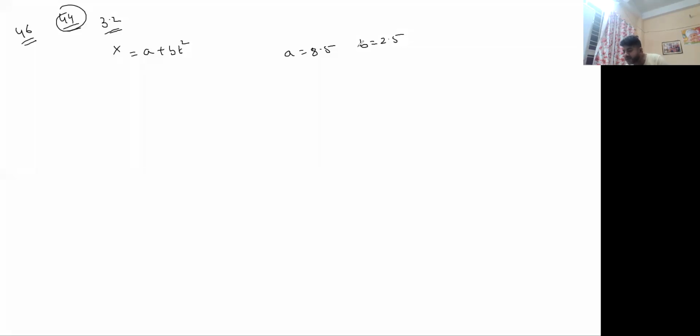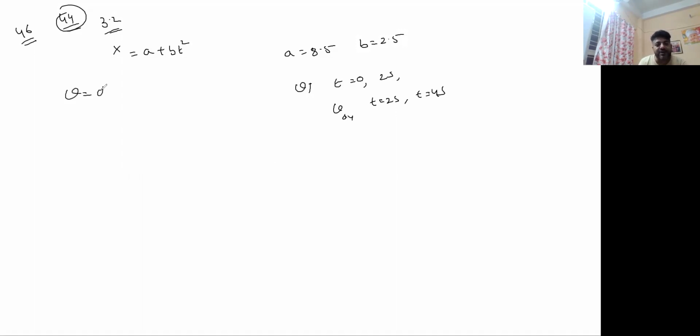What is its velocity when t is 0 and 2 seconds? This is the first question. What is the average velocity between t equals 2 seconds and t equals 4 seconds? Everyone, do you understand the question? This is the displacement time graph, x equals a plus bt square, a is 8.5, b is 2.5. Find the instantaneous velocity when the time is 0 second and 2 seconds.